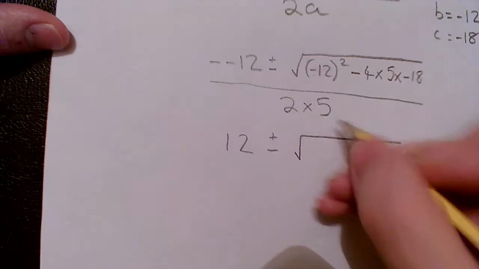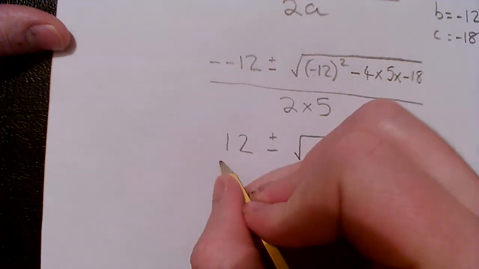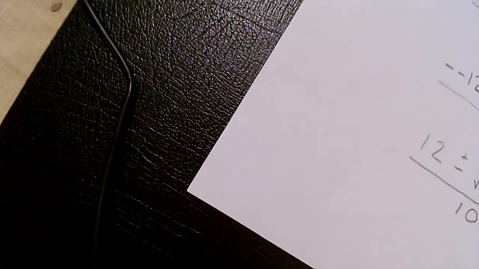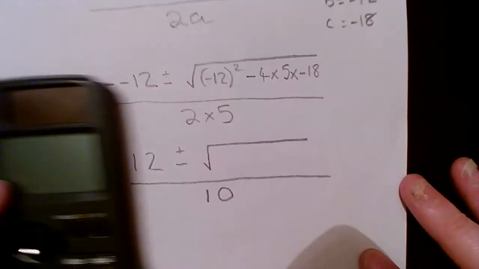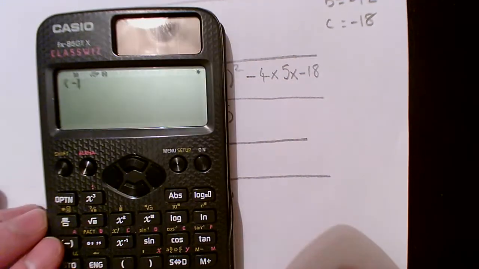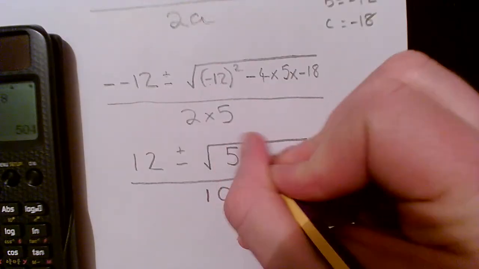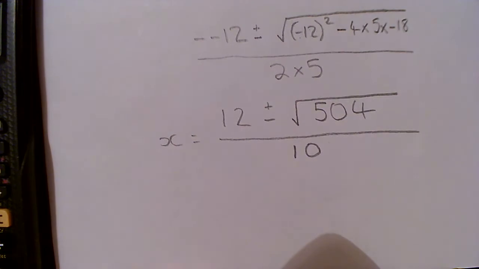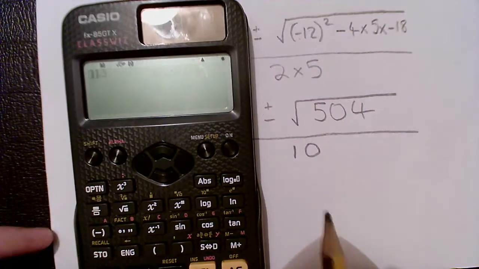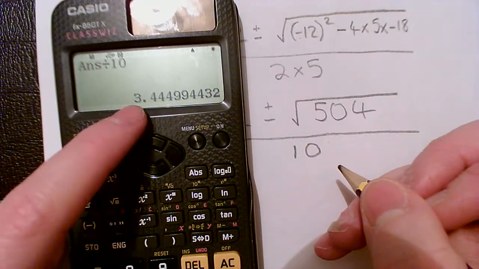I could simplify what's in here. So negative 12 squared, subtract 4 multiplied by 5 multiplied by minus 18, and that's all going to be divided by 10. I'm just getting my calculator. And brackets, negative 12 squared. And I've got 504. I do always like to tidy up this equation so it's nice and easy to type in. Remember, this is what's giving me the x values here. So my first x value will be 12 plus square root of 504, divided by 10. And it wanted 3 significant figures here, so that'd be 3.44.